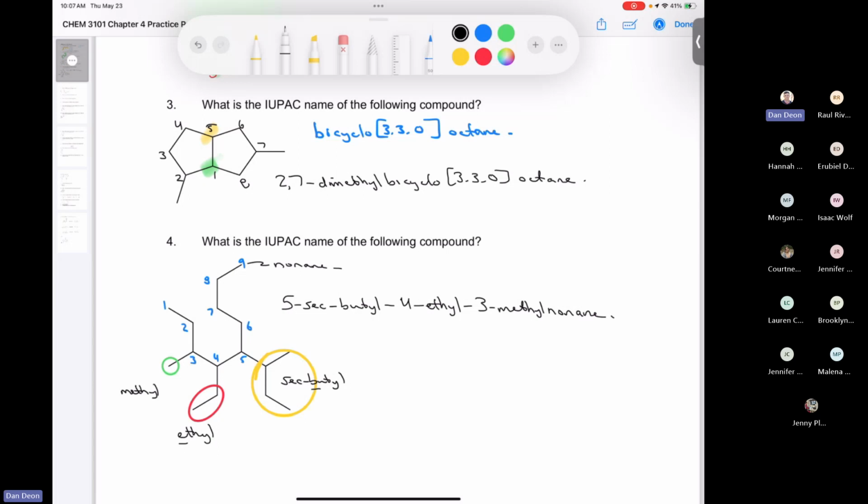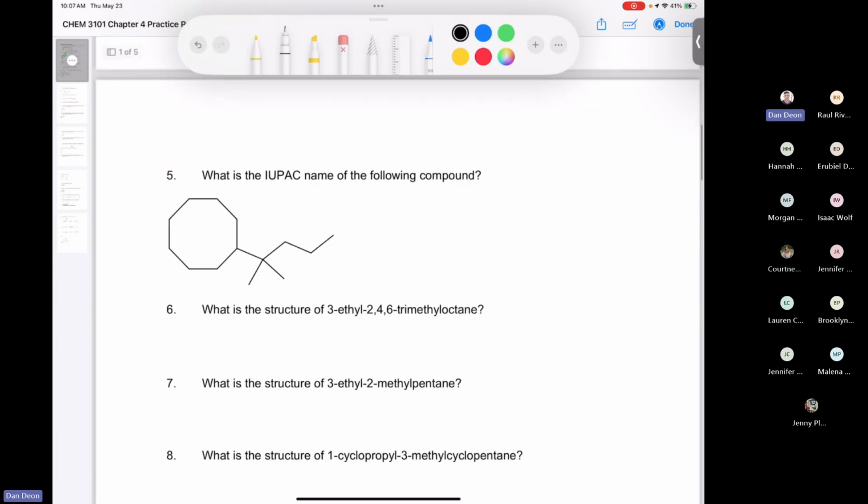Yes. So somebody just asked me about the numbers that go in the brackets here. Yes, you always go from the longest to the shortest. Okay. So you go from longest bridge to shortest bridge, always. Yep. Good. All right. Let's keep going.